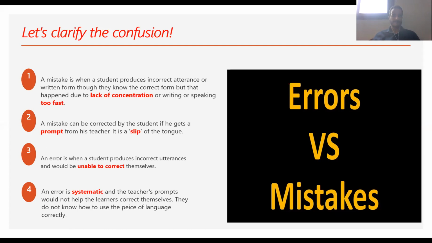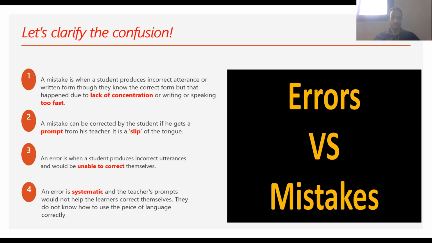A mistake is when a student produces an incorrect utterance or written form, though they know the correct form, but that happened due to lack of concentration or writing or speaking too fast. Okay, good. So here, the problem is lack of concentration, or speaking too fast, writing and speaking too fast. Another problem is being tired or exhausted. Okay, good. Number 2, Sana.